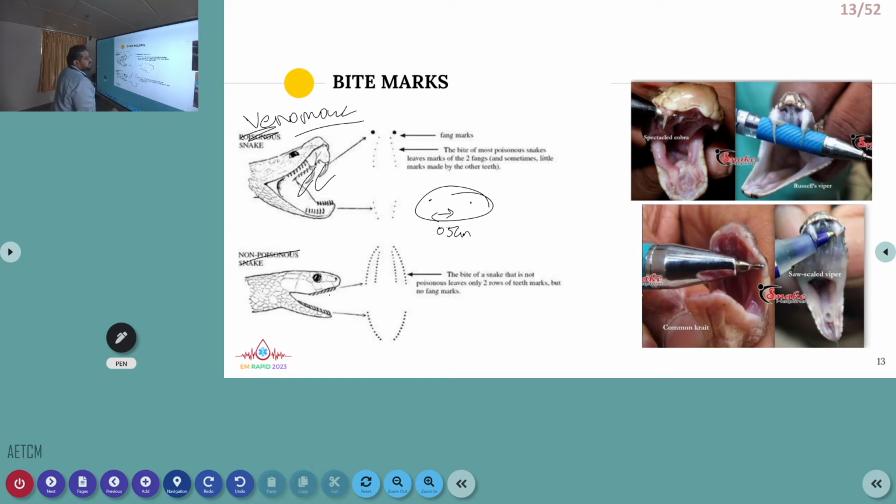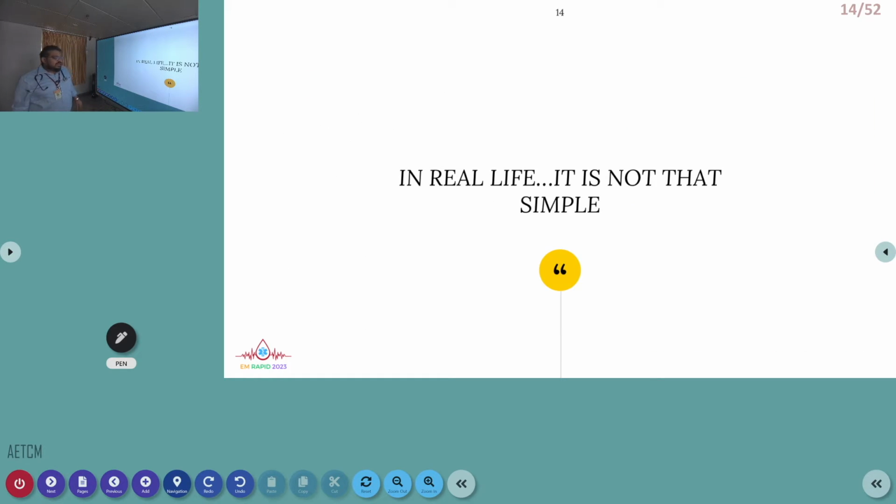But when you look at this, it looks like a scratch mark. Here you can see the fangs of a spectacled cobra, Russell's viper, and common krait. You see the common krait is very tiny. That is the reason why you don't get any local reaction in a patient with common krait envenomation. Then you see the saw-scaled viper, which has a little bit larger fang. Russell's viper is very large, and the cobra also has large fangs. But the common krait is very small, like a hypodermic needle. So you will not be able to appreciate a fang mark in a patient with krait envenomation.